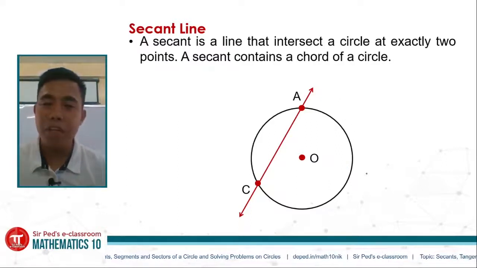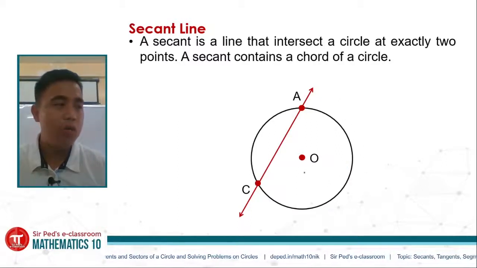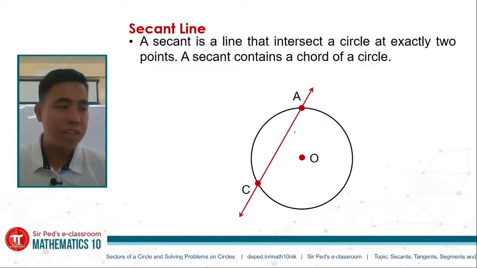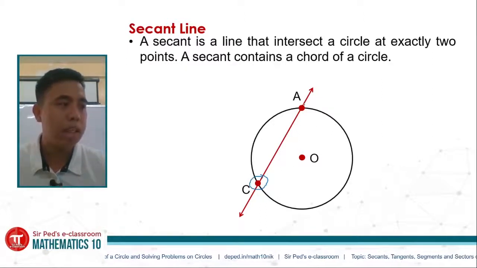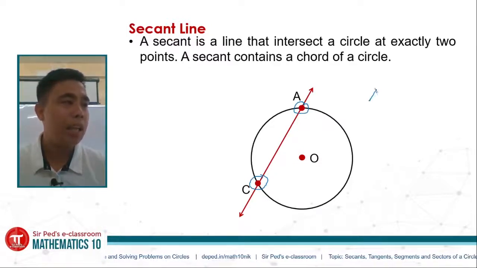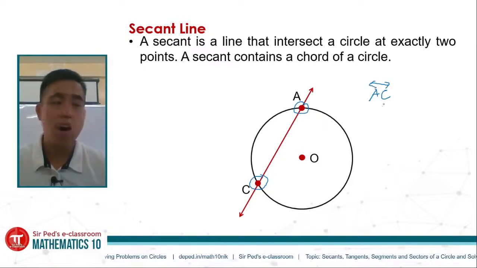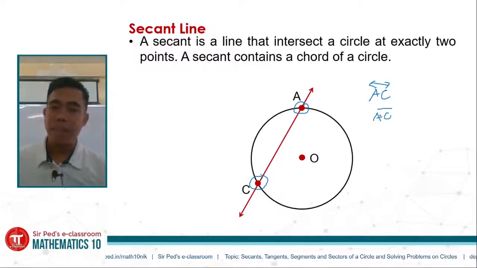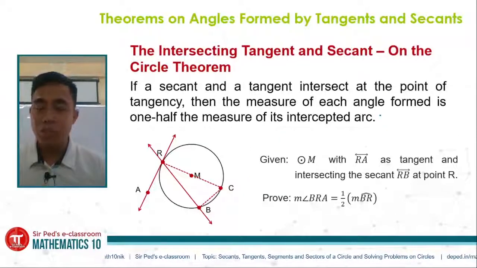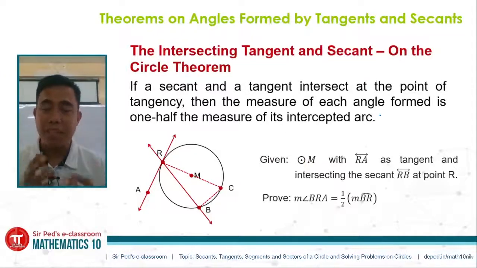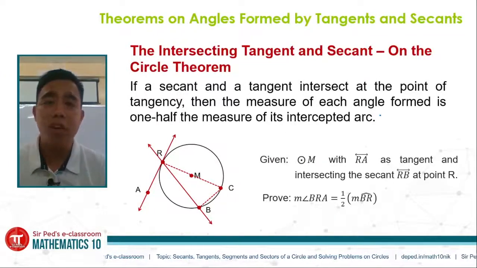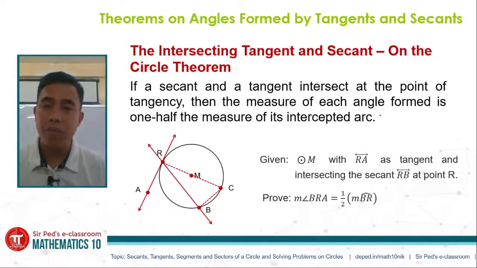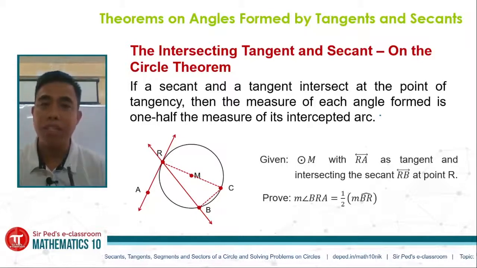So in our figure, we have here a circle O and a line CA. If it intersects the circle at 2 points, at point C and point A, then line AC is an example of a secant line. And this secant line contains a chord which is chord AC. And now, let's proceed to the main topic of this lesson 1, which is the theorems on angles formed by tangents and secants. There are 5 theorems under this. We are going to prove these 5 theorems.